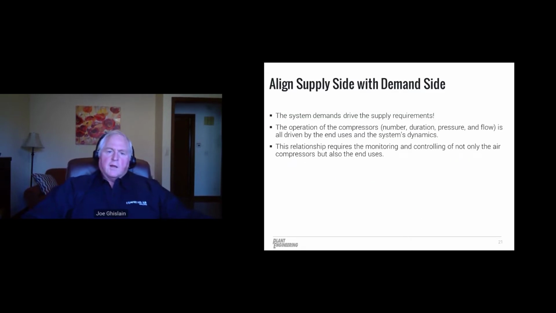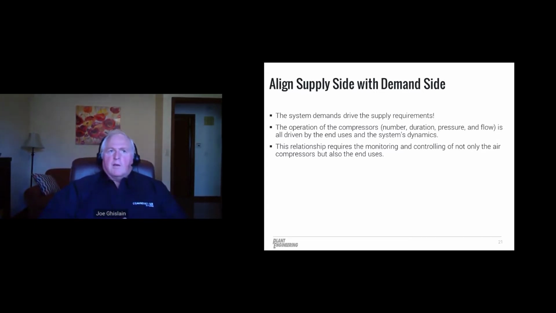And that's where we get into aligning the supply and demand, because the whole purpose of this is really to make sure that we drive the system and the supply requirements, and we only use what we need when we need it at the minimum pressure to still get the job done and the quality level of air you need there. So we want to understand the system requirements, the type of operation in the compressors that drives the number, the duration, the flow, and it may even drive the type of compressors you may put in. The relationship requires that monitoring and control, so understanding what's happening.